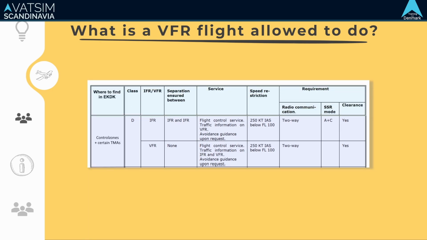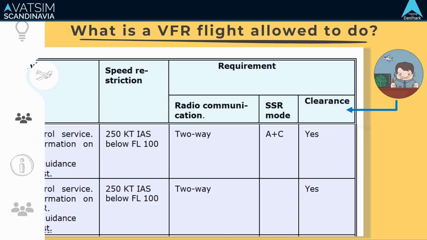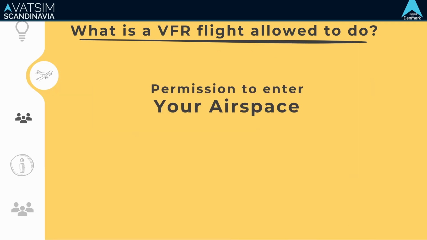Here you can see the rules for your airspace. This is what a VFR flight is allowed to do. We're looking at the bottom row for that. Starting from right to left, he must have a clearance to do stuff. Okay, good. So what does that mean? It means he must have your permission to enter your airspace, and for everything he does, he needs your permission.